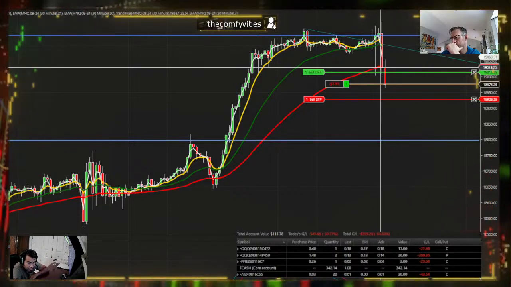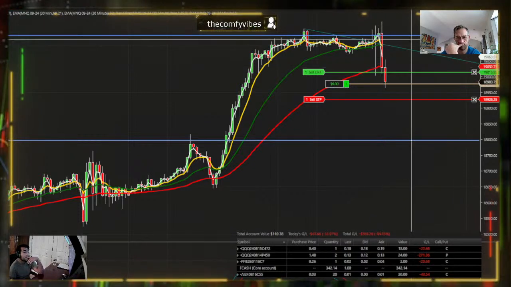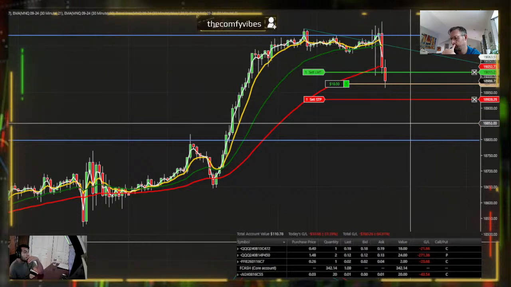I'm looking at the 30 minute on QQQs and it's hitting that 50 right now, but on this one it already passed the 50. It's not. Huh? It is what it is. All right.